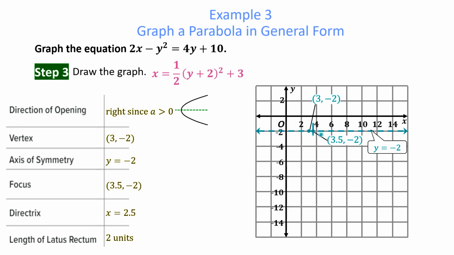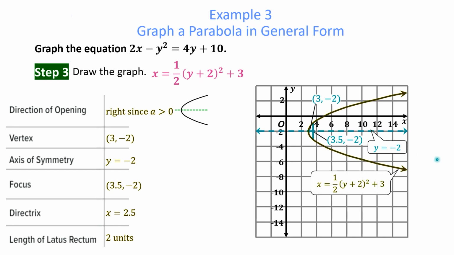So if I do that, this will now help us because the endpoints of the latus rectum lie on the parabola. We have the vertex (3, -2), and from this we can draw in our curve for this equation. And just to complete the question, we also have a directrix with equation x equals 2.5, which goes over here.